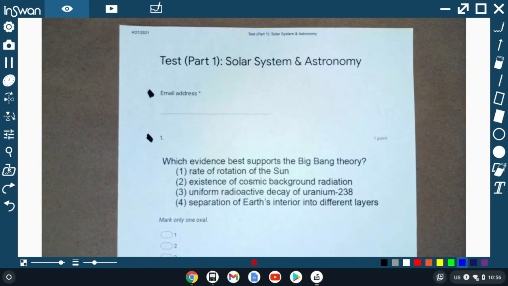Hey folks, I want to go over the answers to part 1 of our solar system and astronomy test. So let's just jump right into it. Which evidence best supports the Big Bang theory?